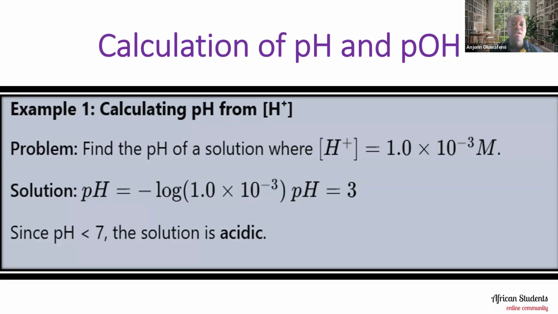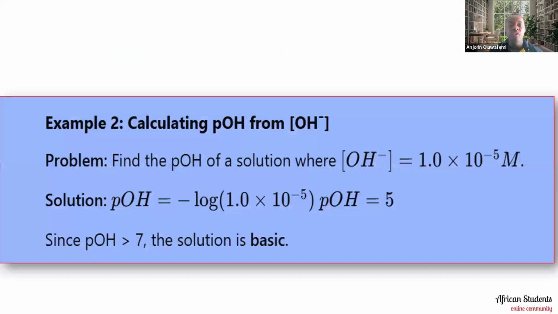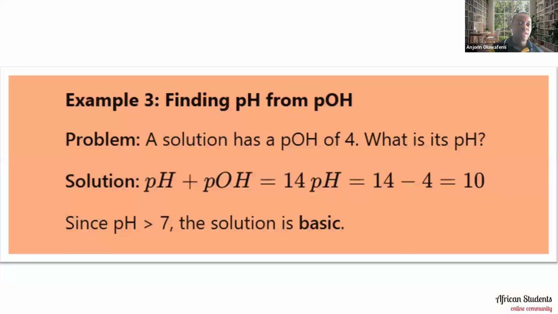Okay. Let's look at the second question, calculating pOH from OH minus. It says find the pOH of a solution where the hydroxyl ion concentration equals 1.0 times 10 raised to the power minus 5. Now, the pOH equals minus log of 1.0 times 10 raised to the power minus 5, which will equal 5. So that's that.